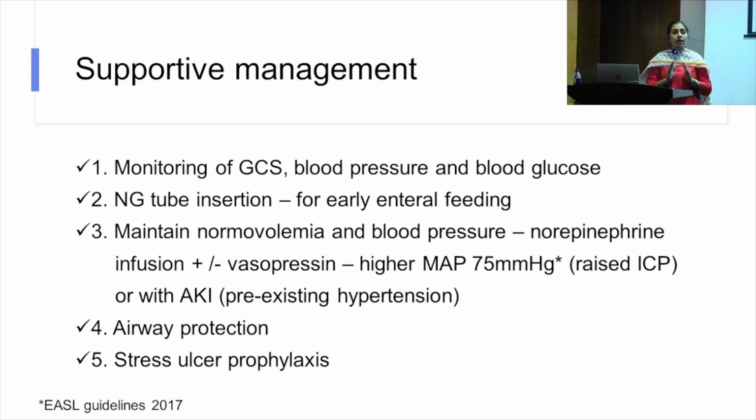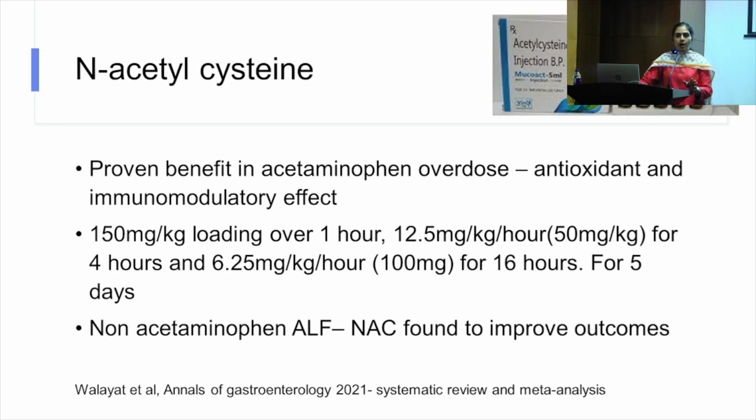development of varices. A higher MAP target of 75 may need to be considered, especially if there is hepatic encephalopathy with raised ICP, or if the patient has pre-existing hypertension or the development of HRS, you may need to consider a higher MAP. Airway protection will obviously be the need of the hour because the patient would be having a hepatic encephalopathy. Stress ulcer prophylaxis, because the patient may have a coagulopathy, so there may be the need to start stress ulcer prophylaxis also. How many of you have used NAC for acute liver failure?